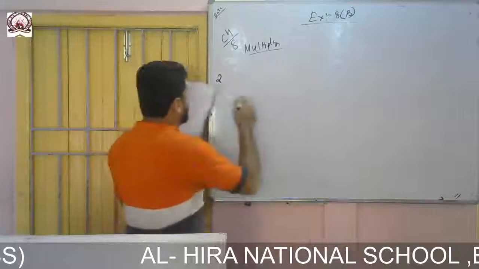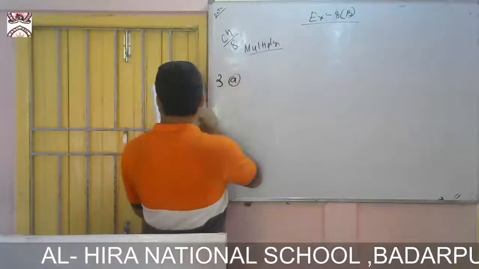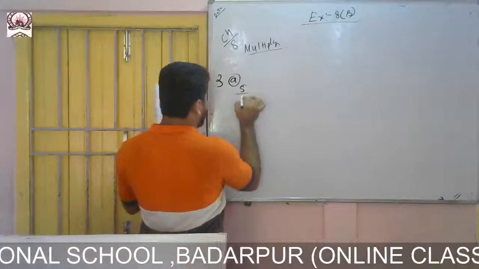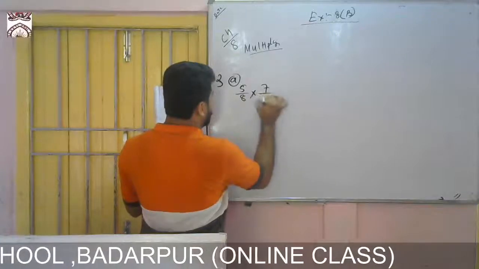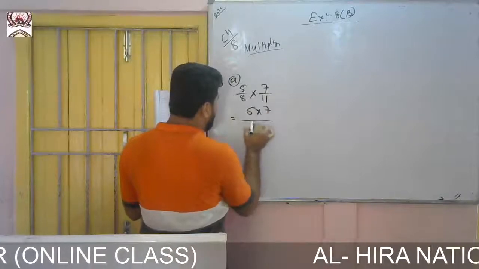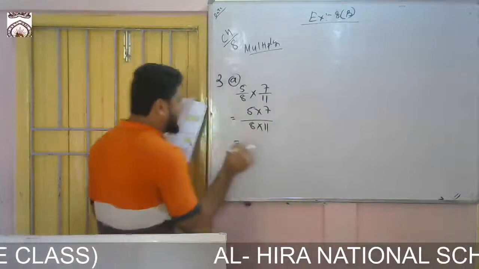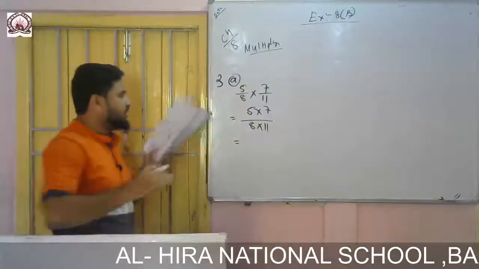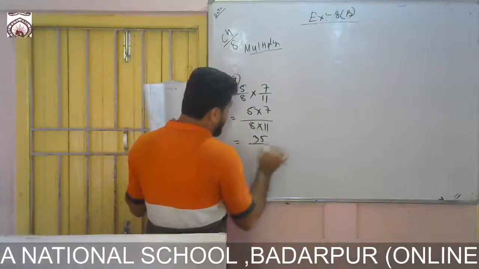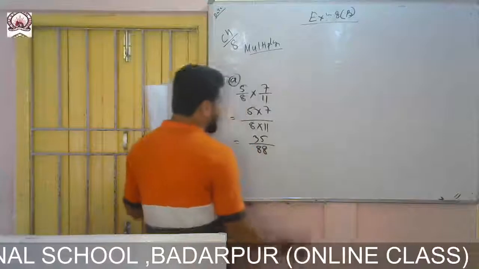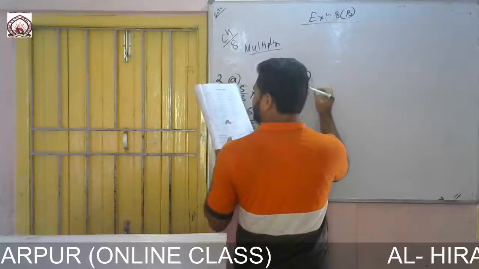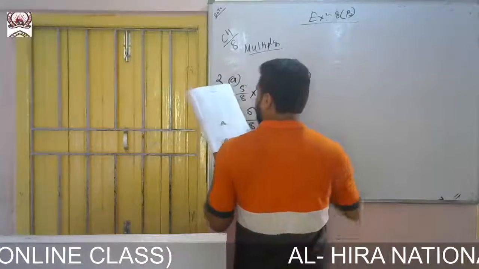Now come to question number 3a. What is there? 3a. It is 5 by 8 into 7 by 11. So 5 into 7 by 8 into 11. Now check whether I can get cancelled. They do not get cancelled. So I need to multiply. So 5 7 are 35 and 8 11 are 88. So that is the required answer, and it is in a proper fraction. So no need of converting into mixed fraction.